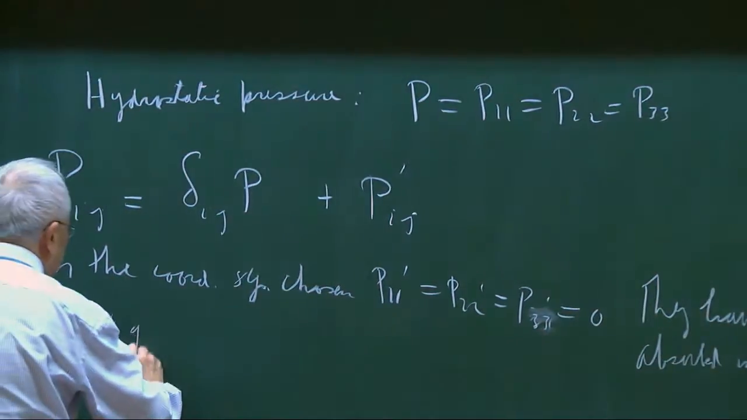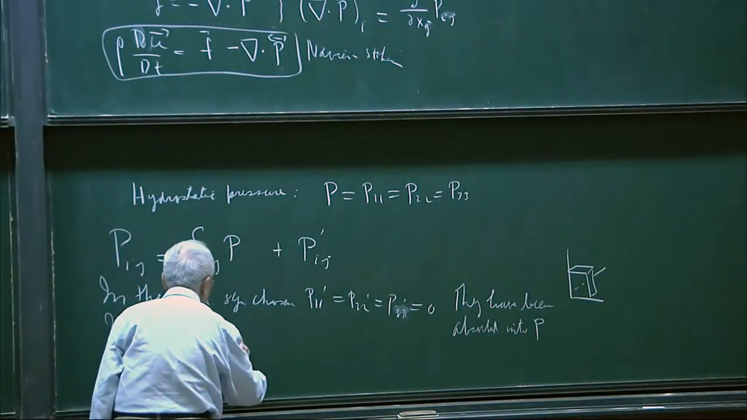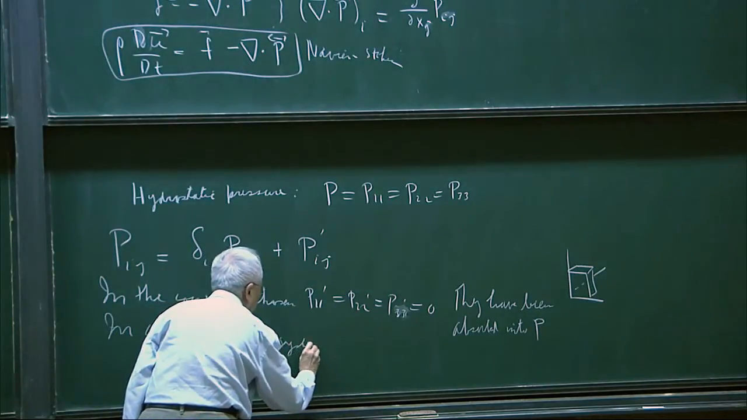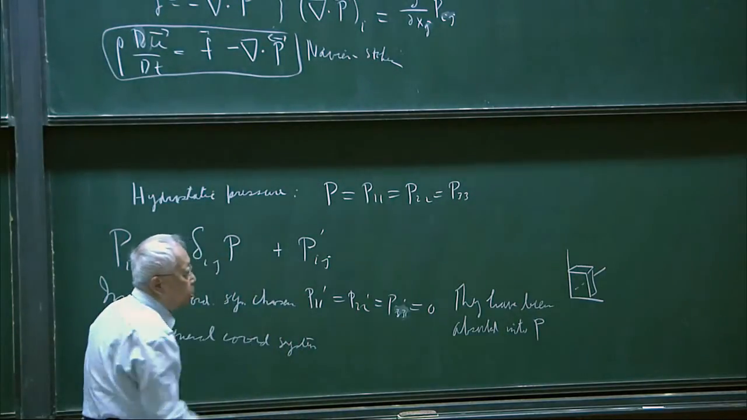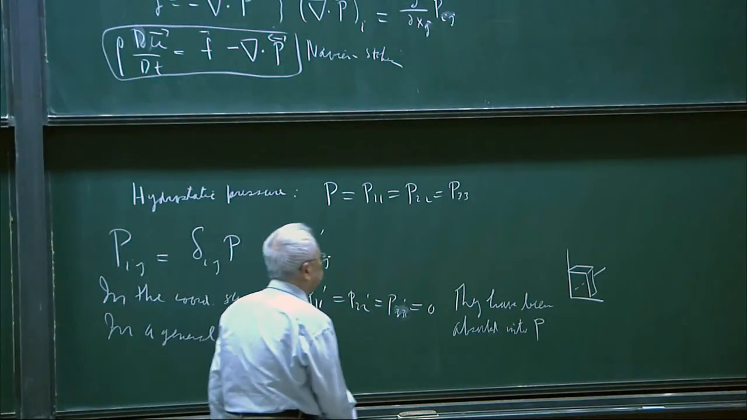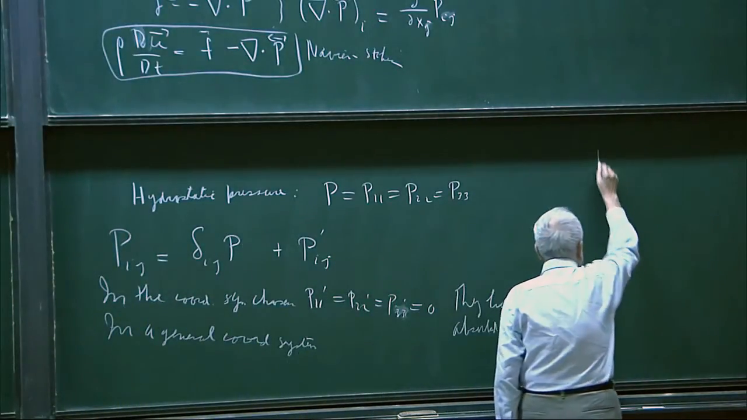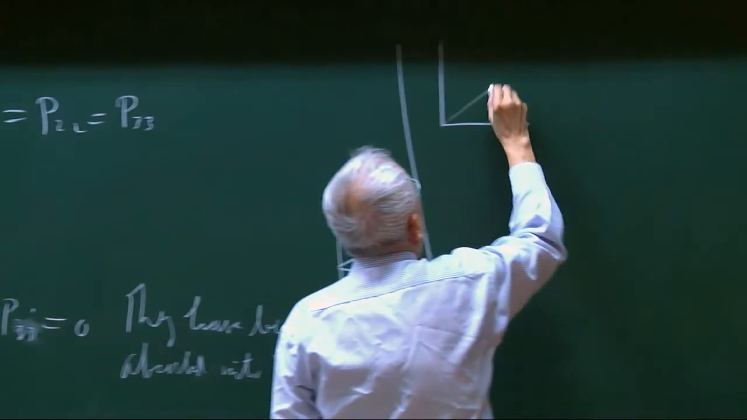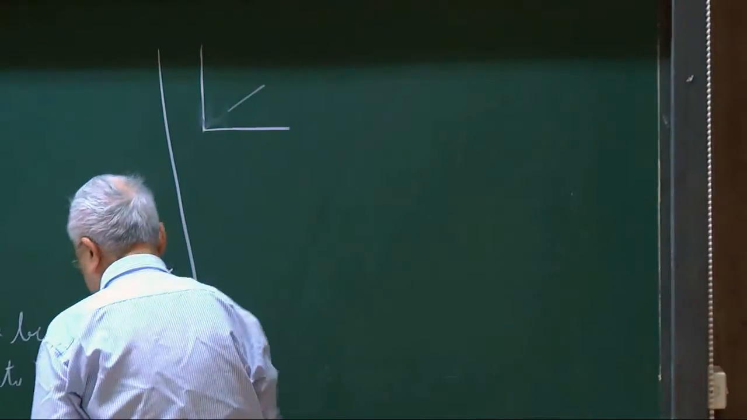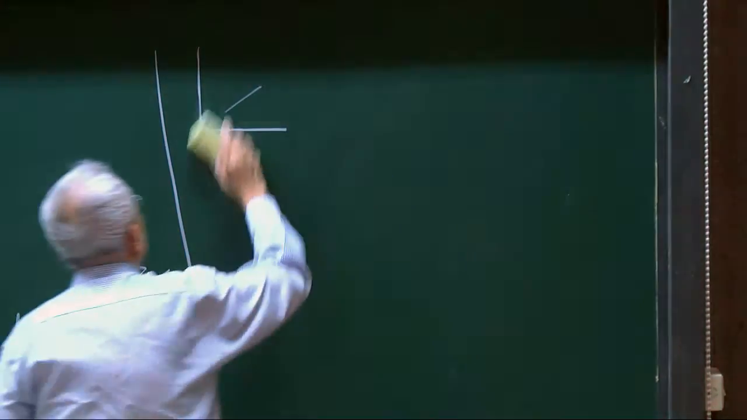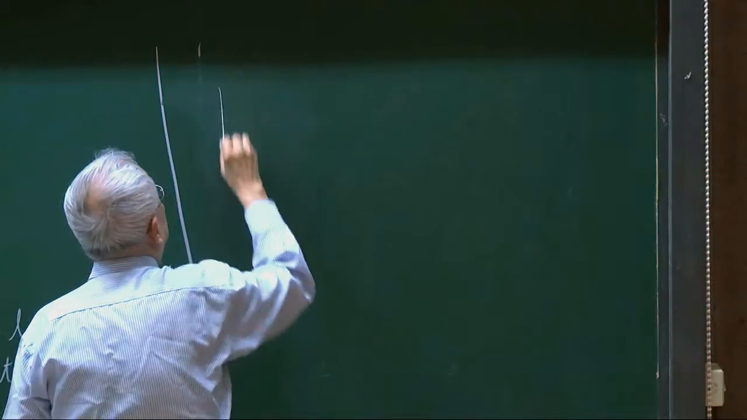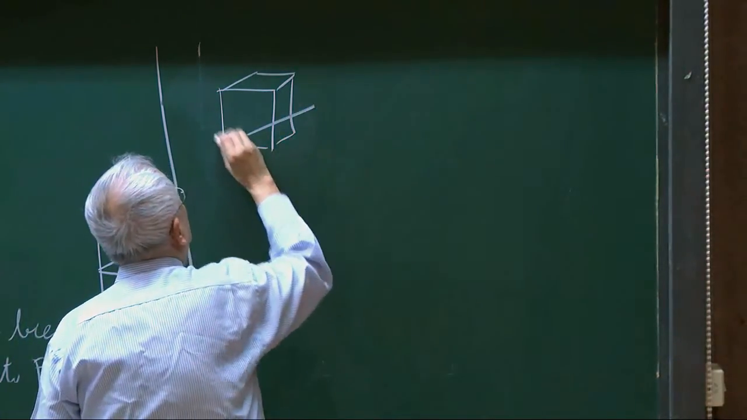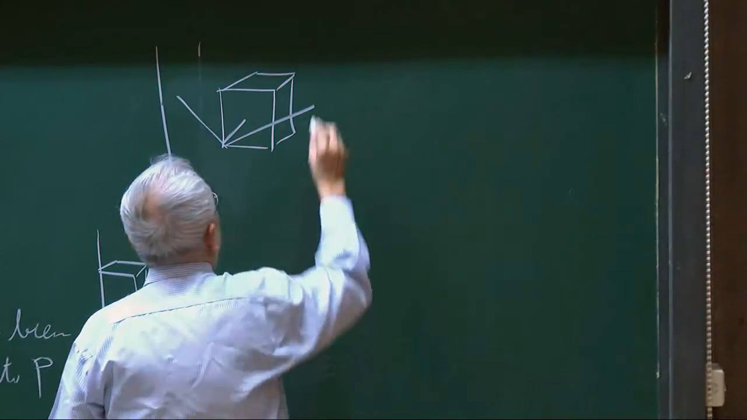In a general coordinate system, that is to be obtained by rotating the coordinate system. Instead of this, you have this. Let me draw it again. My cube is still here, but the coordinate system is rotated. This is a rotated coordinate system.